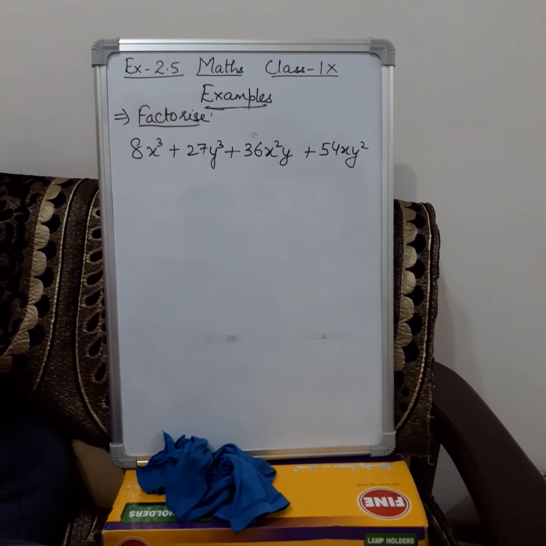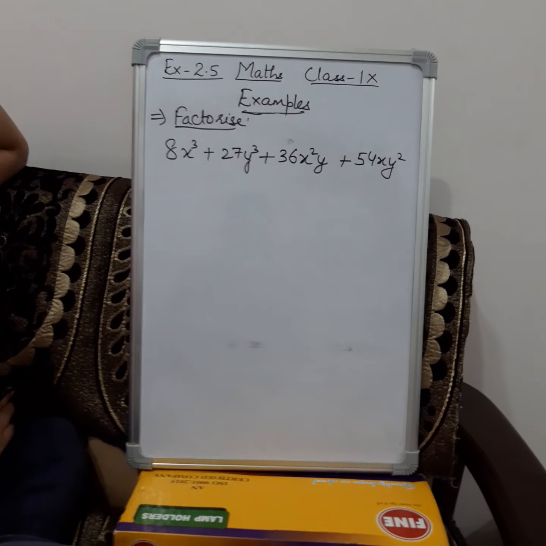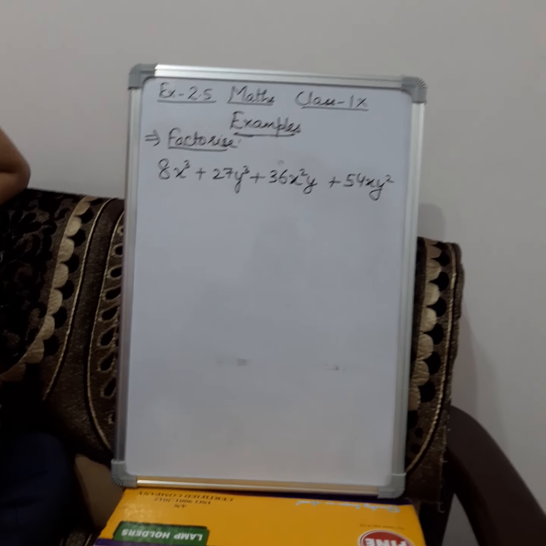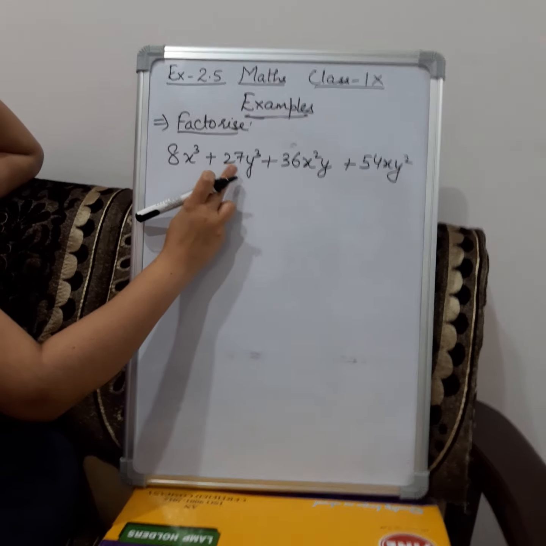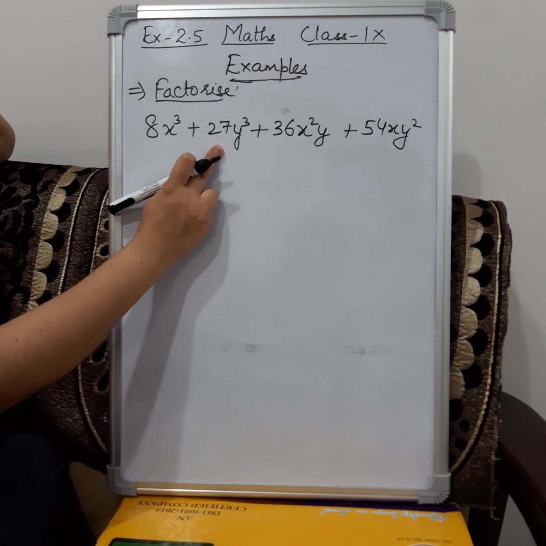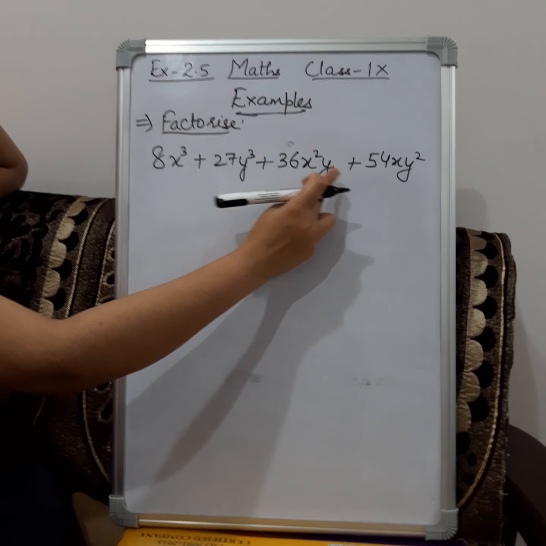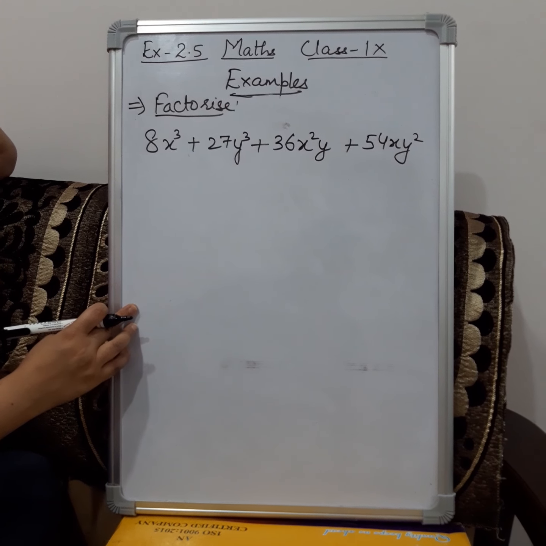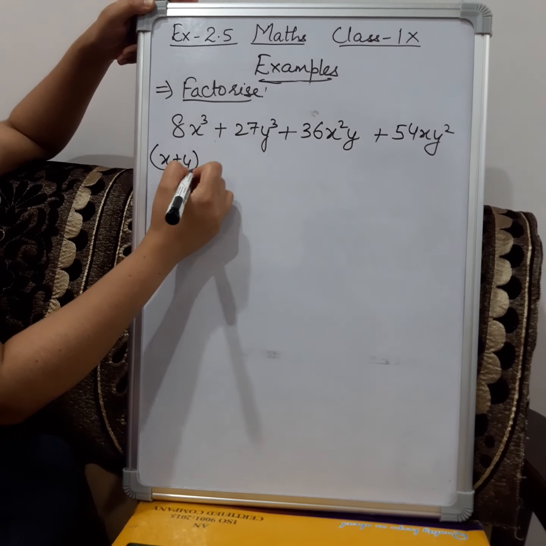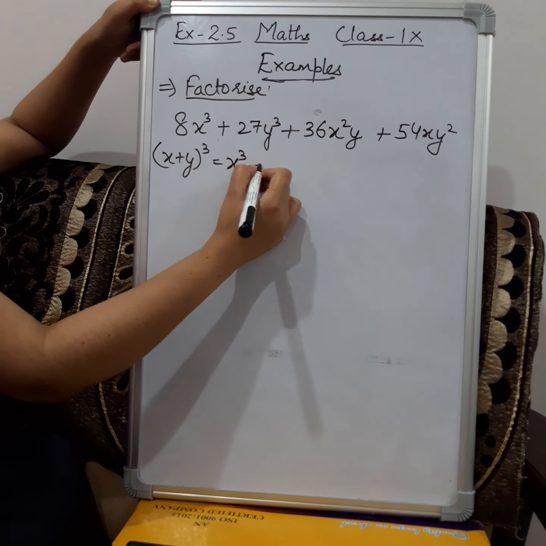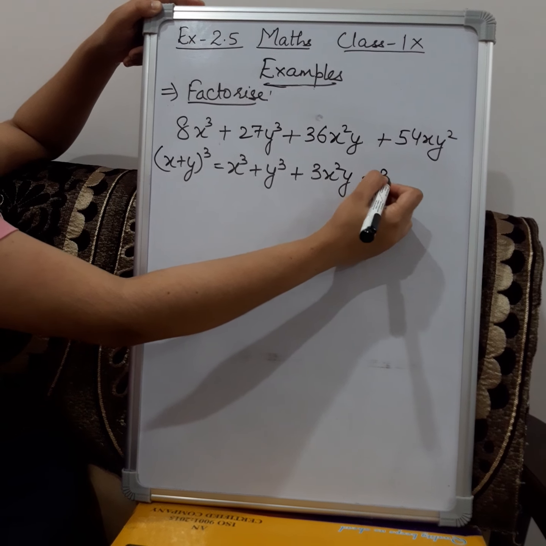Now the question is again factorize. So we have to use again, as I told you, the reverse identity, but we have to decide which identity we should use. Now see, cubes are there. So that means it is the identity of either (x plus y) cube or (x minus y) cube. But as all the signs are positive, it is the identity for (x plus y) whole cube. Let us try to convert into that form, but firstly we will write the identity. It is x cube plus y cube plus 3x square y plus 3xy square.